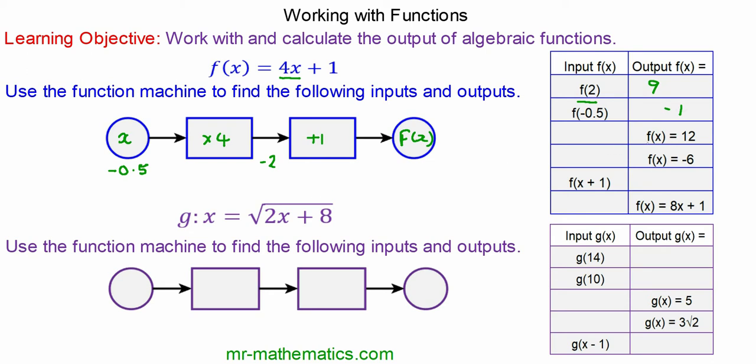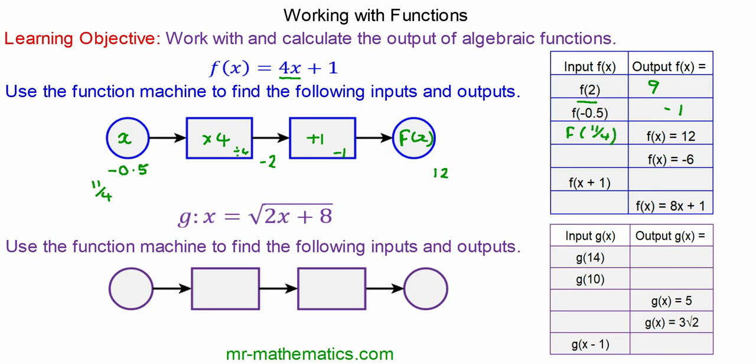Now, when the function of x is 12, we need to work out what x was, so we take away 1, which is the opposite of add 1, and we divide by 4. So 12 take away 1 is 11. 11 divided by 4 is 11 over 4. So the notation is f of 11 over 4.